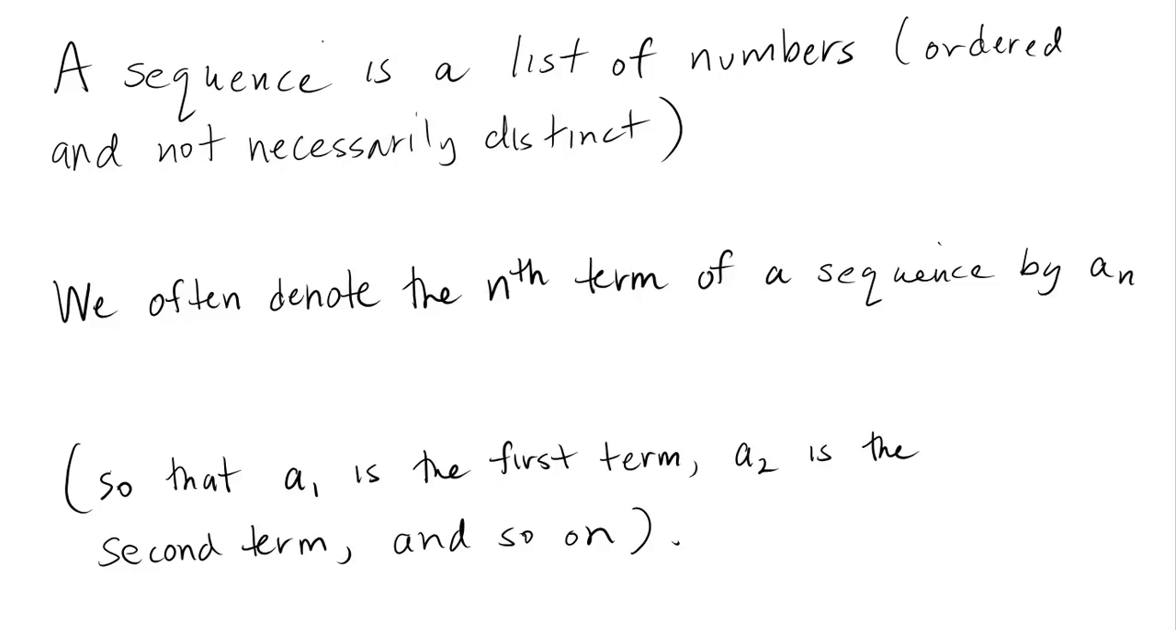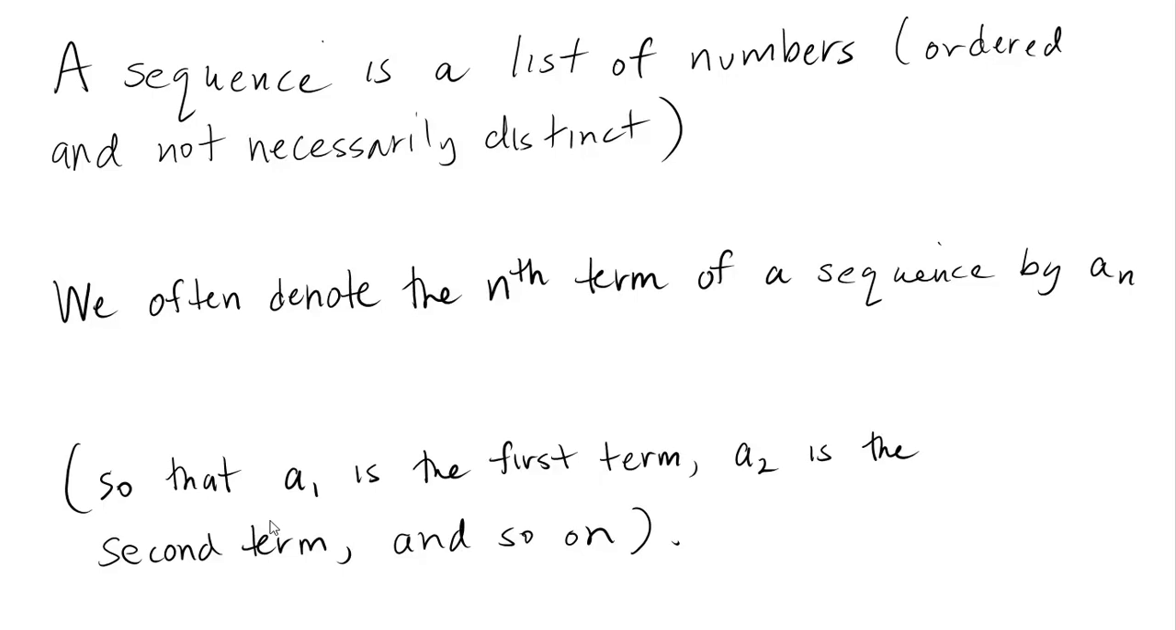More formally, a sequence is thought of as a function whose domain is the set of natural numbers, at least an infinite sequence can be defined that way. But we don't need to be that nerdy. A sequence is just a list of numbers. We often denote the nth term of a sequence by the notation a sub n. So the first term would be a sub 1, the second term would be a sub 2, and so on.